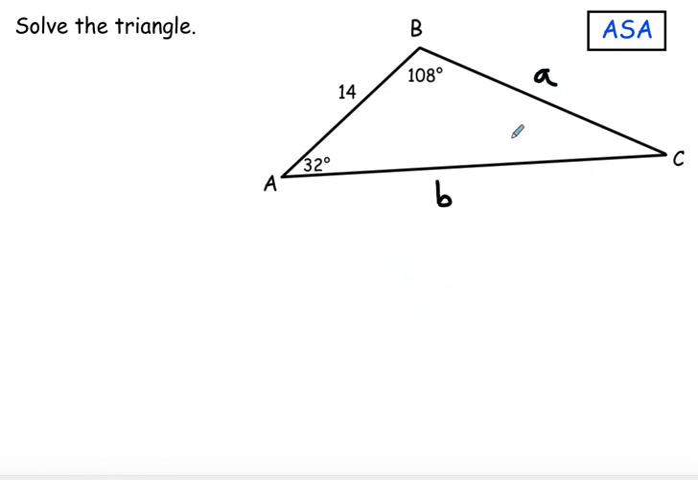Maybe what we could do right away is find angle C, because I know that all these angles have to add up to 180. So 180 minus 108 minus 32 will give us angle C. So when you type that in, you get 40 degrees.